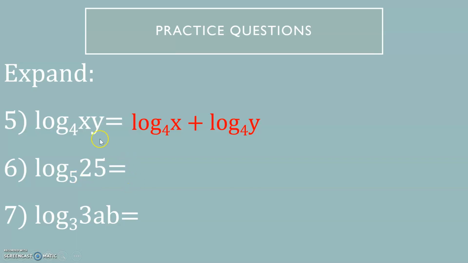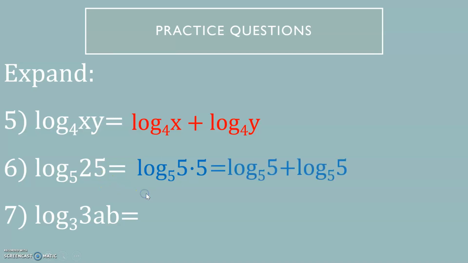I hope for number 6 you're thinking to yourself, oh, I know that's 2. And you're right, we've done this already, but I want to show you how the properties work. If I rewrote 25 as 5 times 5, and then expanded into two logarithms, since log base 5 of 5 is 1, 1 plus 1 is 2.